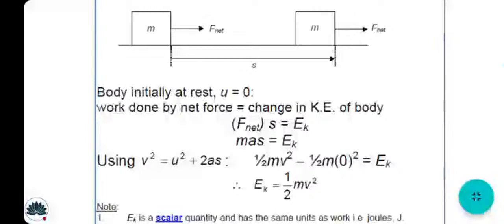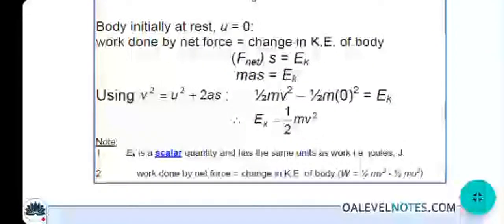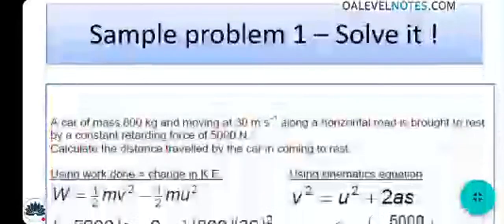Also practice more past papers so that you can understand it. Note: kinetic energy is a scalar quantity and has the same units as work, the joule. Work done by the net force is equal to the change in kinetic energy of the body. W, or work done, is equal to half m v squared minus half m u squared. Understand? Okay, sample problem 1, solve it.